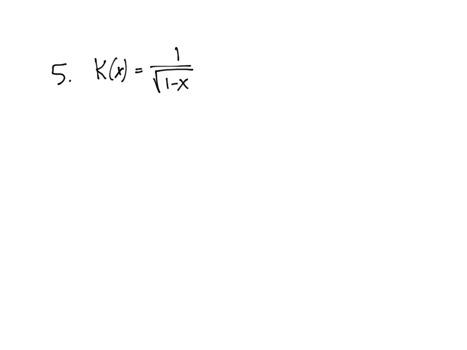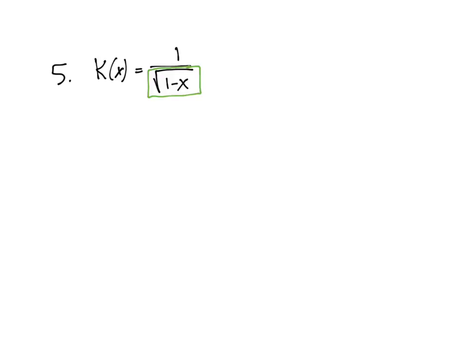In number 5, we have k of x equals 1 over the square root of 1 minus x. Now, this is a rational function, but inside the rational function we have a radical. So what's happening in the denominator cannot be equal to 0. Additionally, because it's a radical, the radicand cannot be negative.